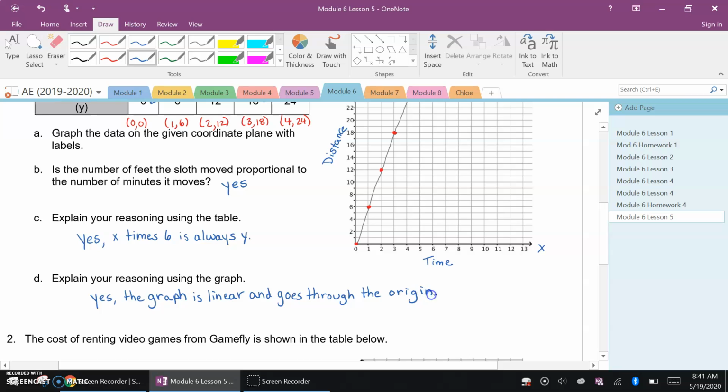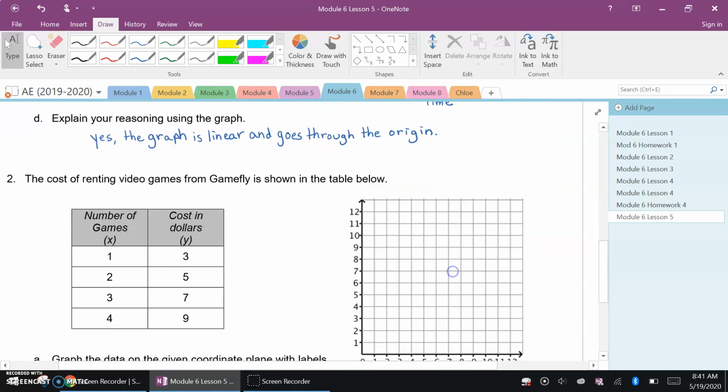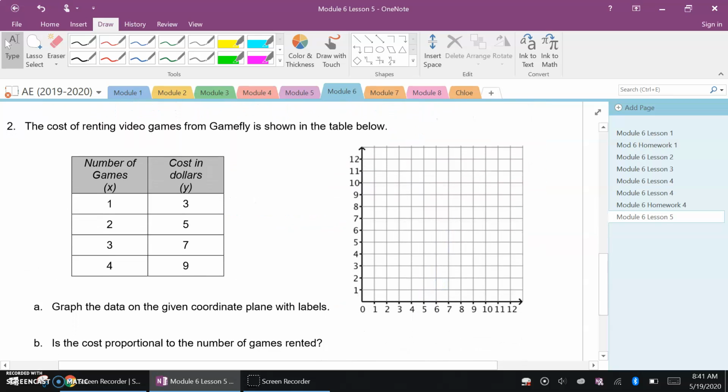So, we started by just graphing points, then we looked at tables, we looked at graphs, and now we're just putting it all together. So number 2 is actually the last one in the lesson. It's a short lesson today, short homework, which is nice. The cost of renting video games from Gamefly is shown in the table below. So I'm going to use Gamefly as our title. It says that the number of games is our X. And then we know the cost in dollars is the Y.